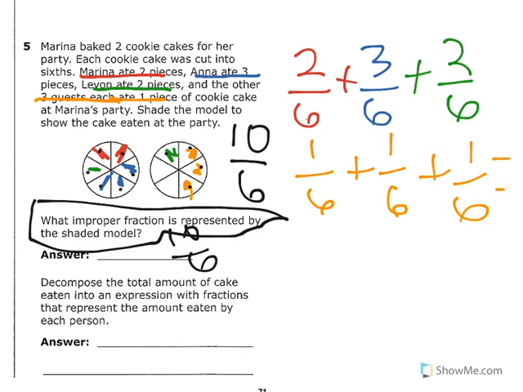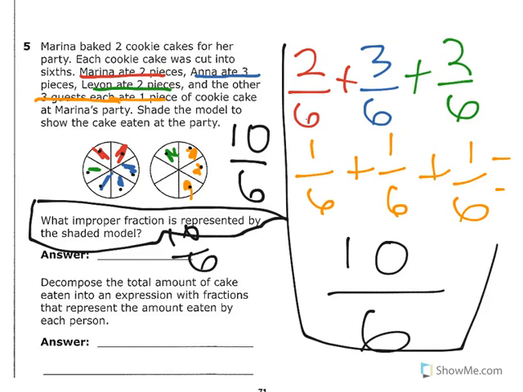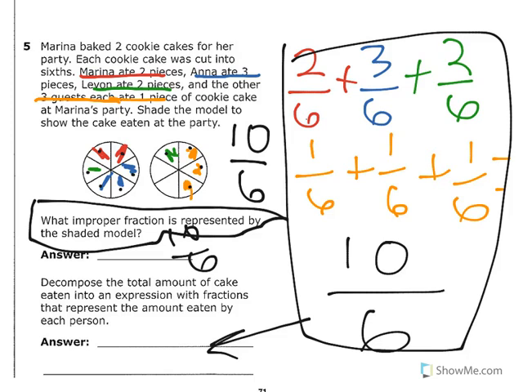And if you add all that up, it equals 10/6. And that's what goes right here in our blank. So we decomposed the fraction, and we showed the improper fraction for the amount of cookie that was eaten at the party.